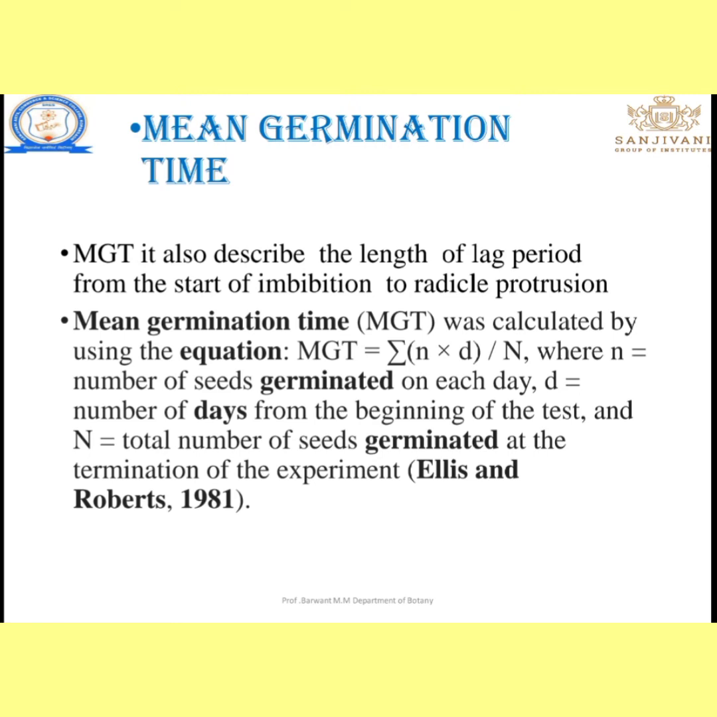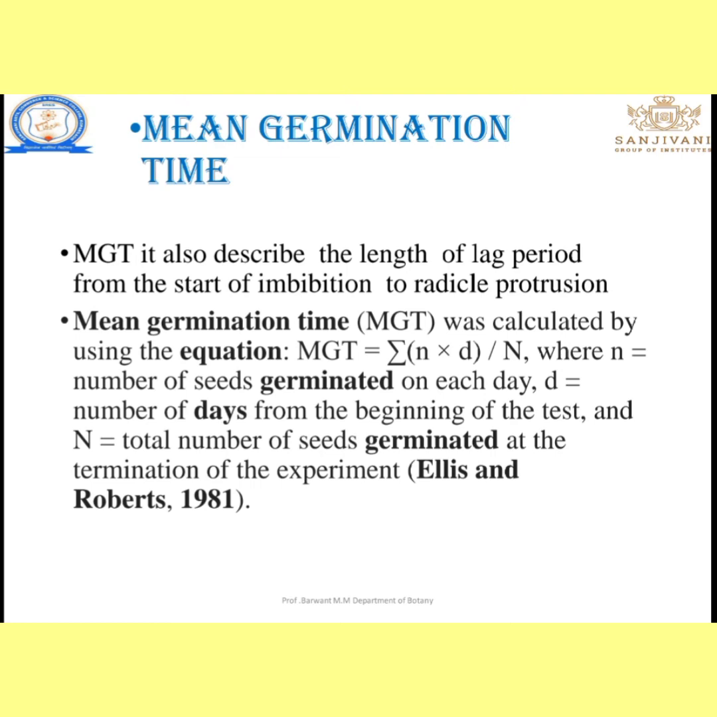Mean germination time is calculated by MGT equals the summation of n times d, divided by N, where small n is the number of seeds germinated on each day, d is the number of days from the beginning of the test, and capital N is the total number of seeds germinated. This test was given by Ellis and Roberts in 1981. That is the mean germination time.